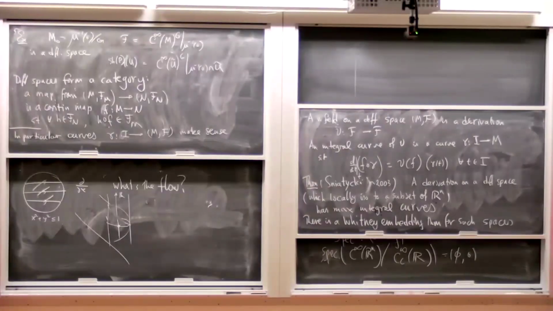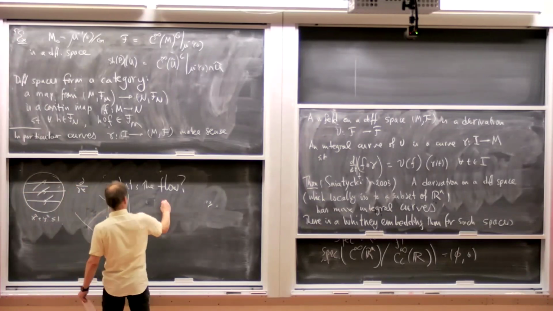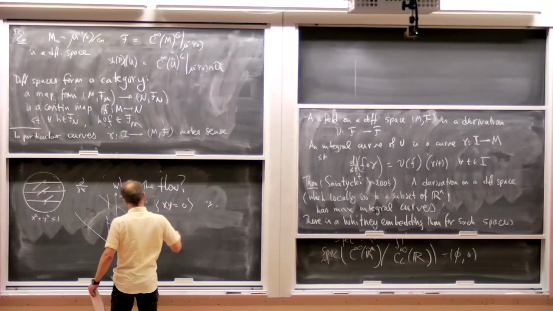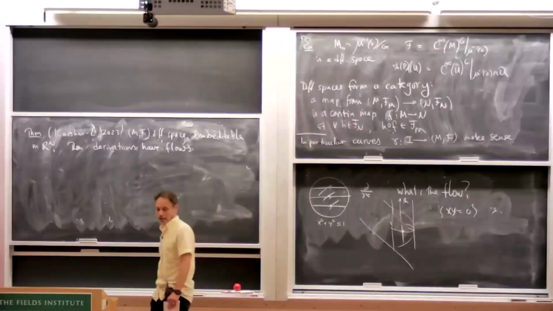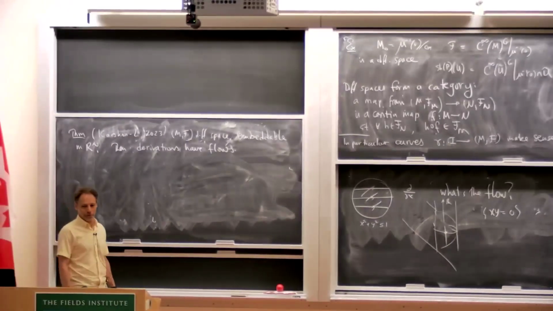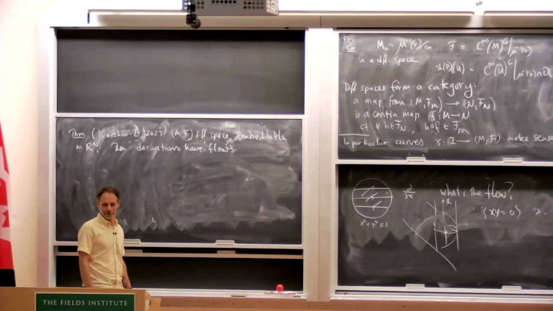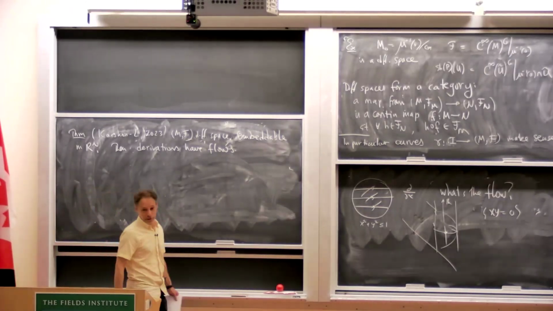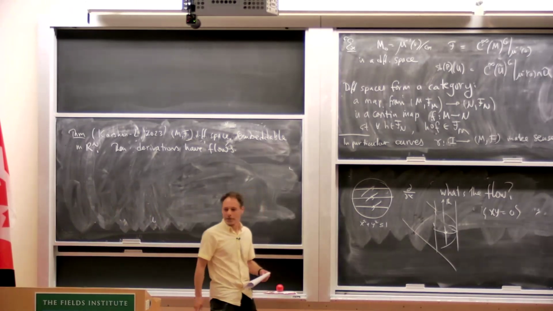You know, you could take xy equals 0, normal crossing. It's not a manifold with boundary. This is a very nice differential space because it's finitely presented.